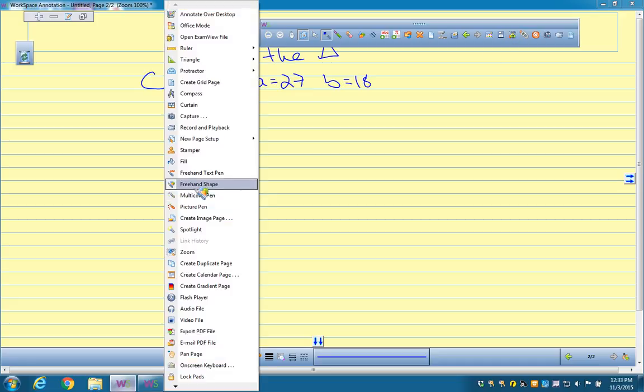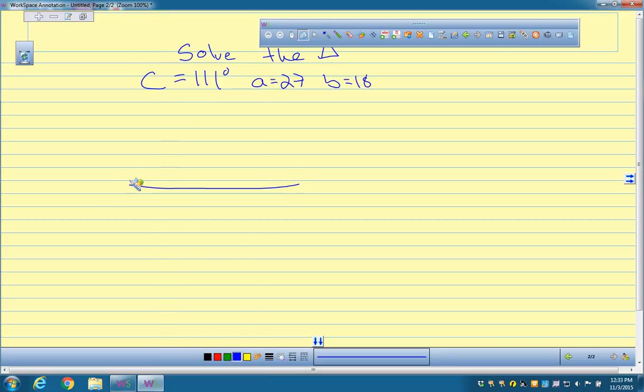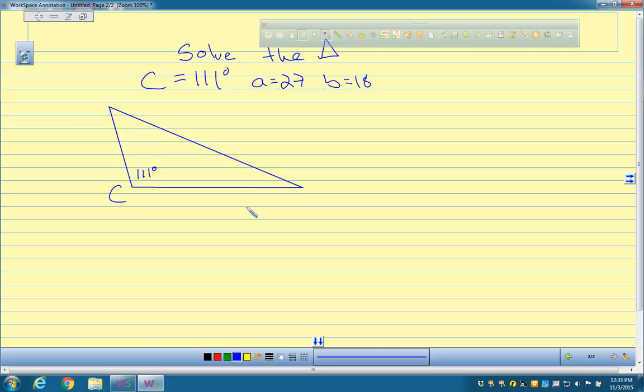We'll draw a picture. Anyway, I know that one angle is 111 degrees. Let's see if this works. Ooh, nice triangle. So let's call this your 111 degree angle. It doesn't really matter, but if this is angle C, then side A and B have to be the two sides surrounding that angle, right? So we'll call this little c, we'll call this big B, and we'll call this big A. And again, it doesn't matter which one you call A and B, but they can't be C.